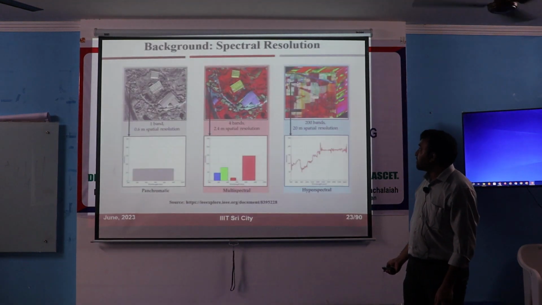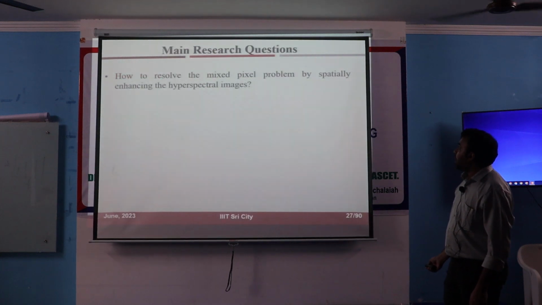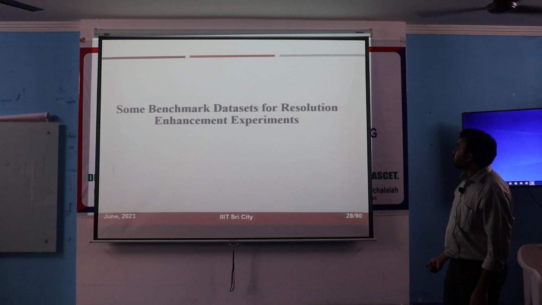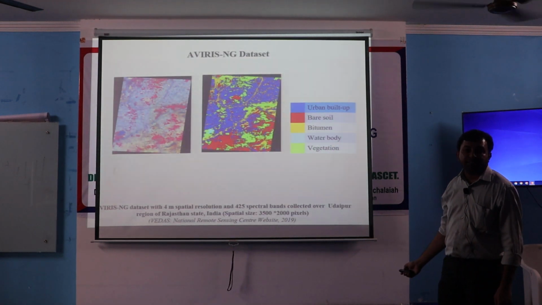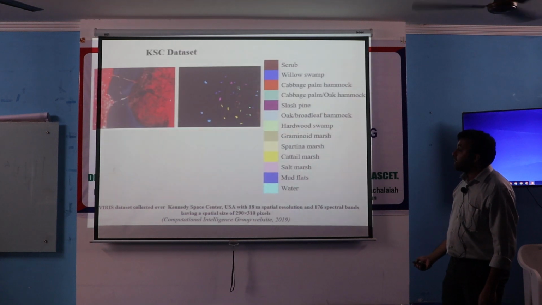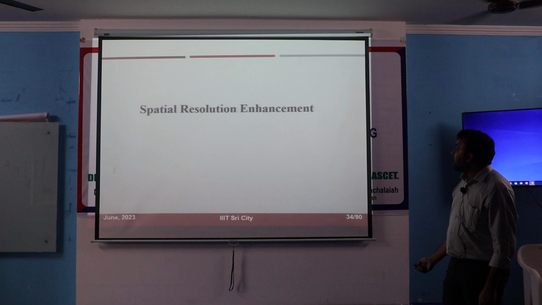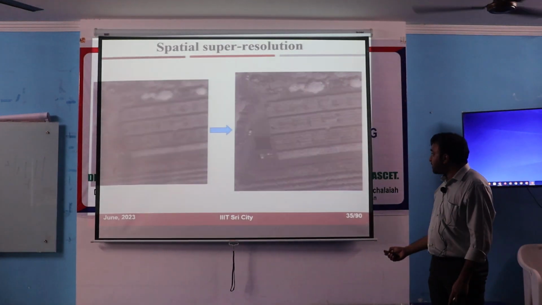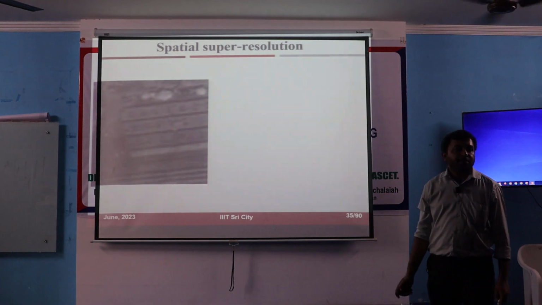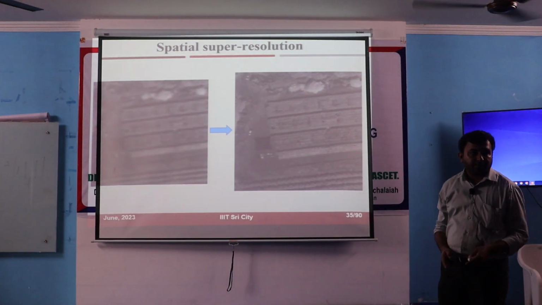So that is where we try to use the usual approach. And there are some datasets which you can go through in the slides. These are some of the available datasets. These are openly available. So this is our idea. If I get a coarse spatial resolution image, can I increase its spatial resolution?